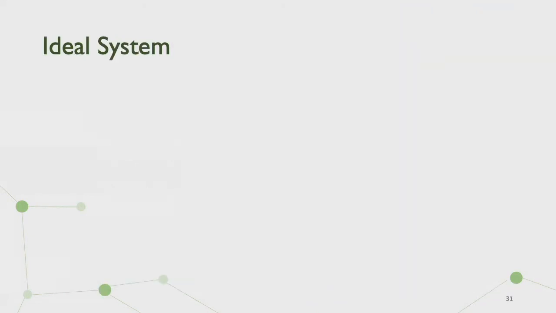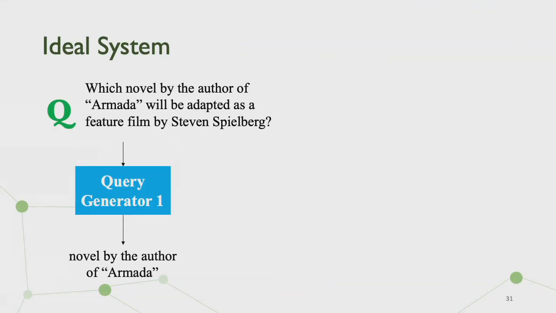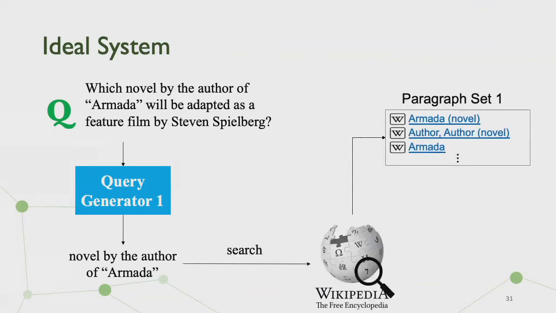So, I would argue that an ideal system, when it sees a question like this, this is an actual example from HotpotQA, which novel by the author of Armada would be adapted as a feature film by Steven Spielberg, would first generate a query to search for something that's leading us closer to answering the question, but not just using the question itself to search for one of the things that we have later. So ideally, this query generator will be able to pick out that the novel by the author of Armada is a useful hotspot in the question, and we send out the search.